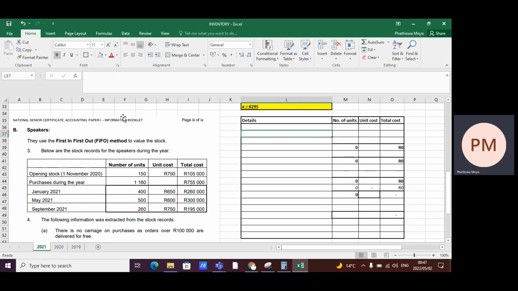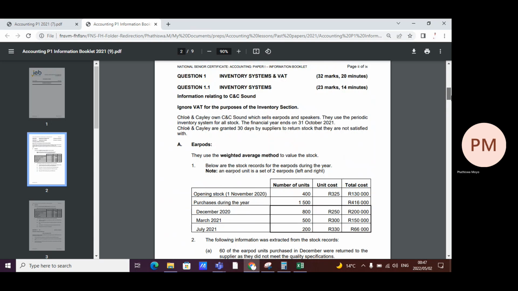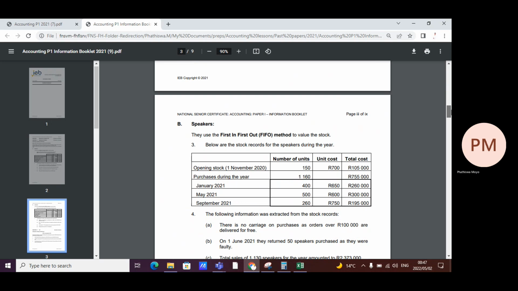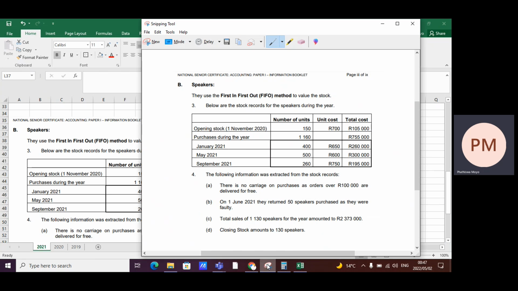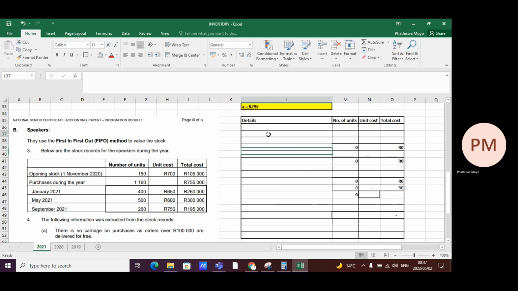So this one they're using, it's still the same company that we read about. I think it was Chloe and Kaylee, CNC Sound. They're saying the earphones, they use the weighted average, but the speakers, they use the first in, first out method. Okay, so I've cut this part here. It's an IEB question paper, November 2021. So it's November last year. Okay, so I want to show you this first in, first out method. First in, first out.